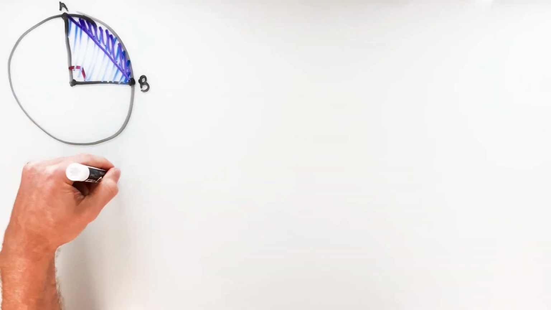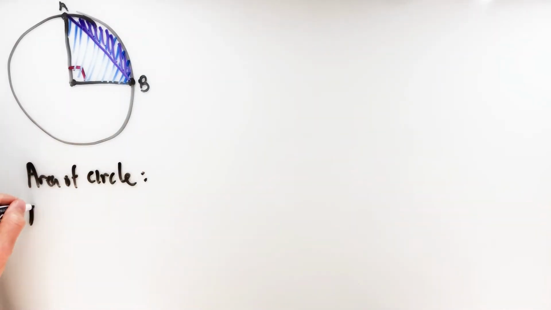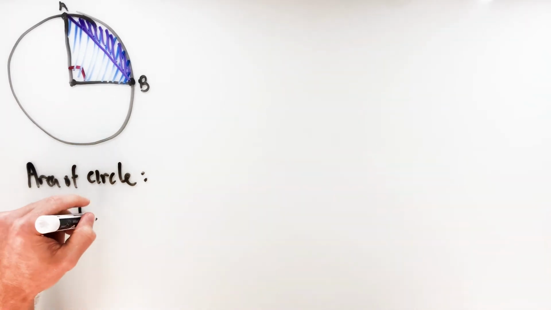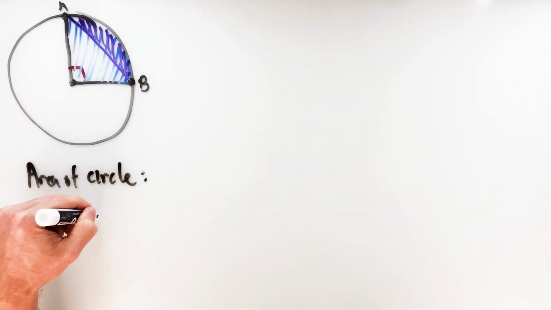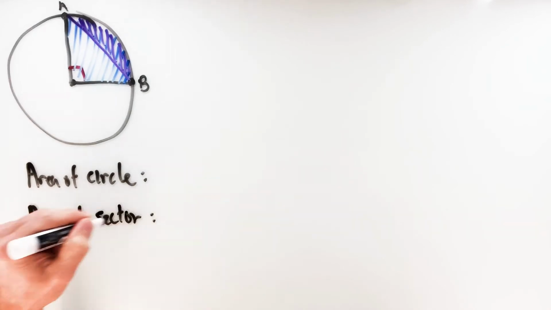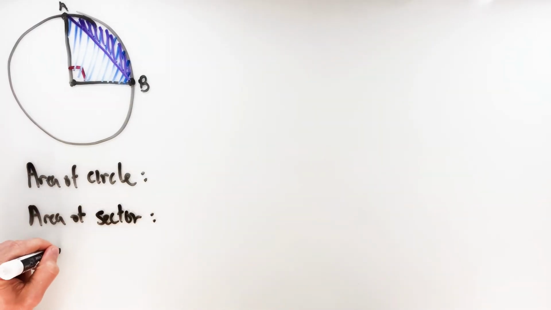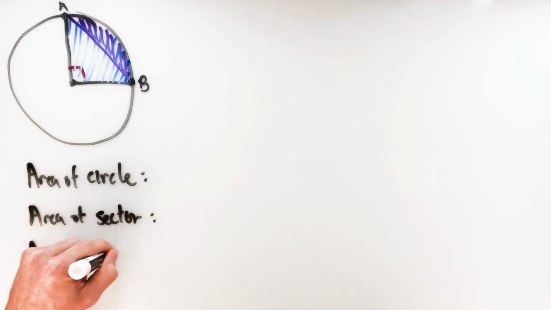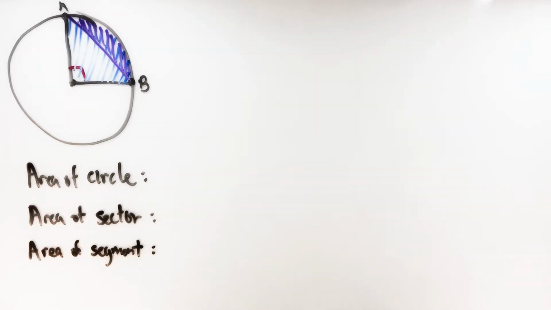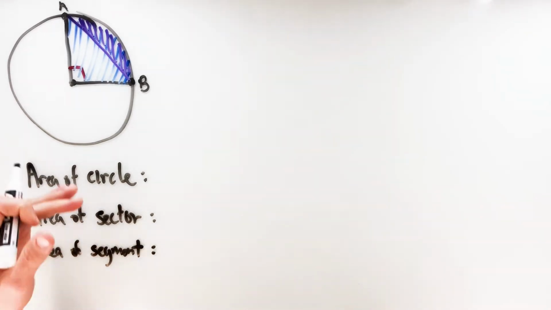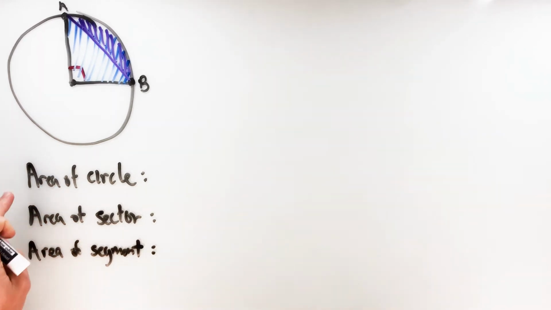Okay, so the way we're going to do this is we're going to look at three different areas. We're going to start with the area of the circle, then we're going to go to the area of the shaded sector, so it's in blue, and then finally we'll go to the area of the segment, which is in purple. Okay, so we need each of these to get to the next. So the area of the circle is first. Once I know the area of the circle, I can get to the sector. Once I know the sector, I can get to the segment.